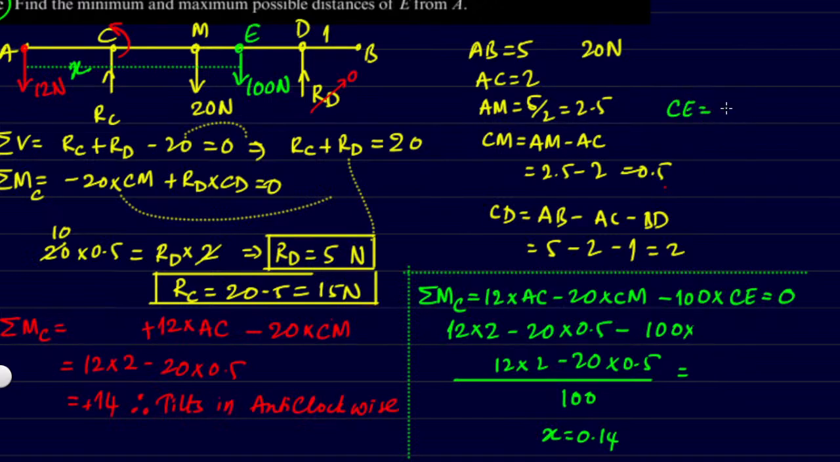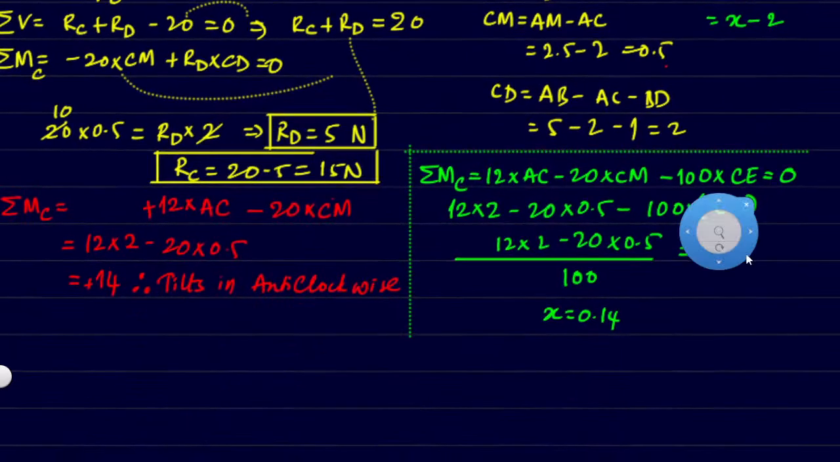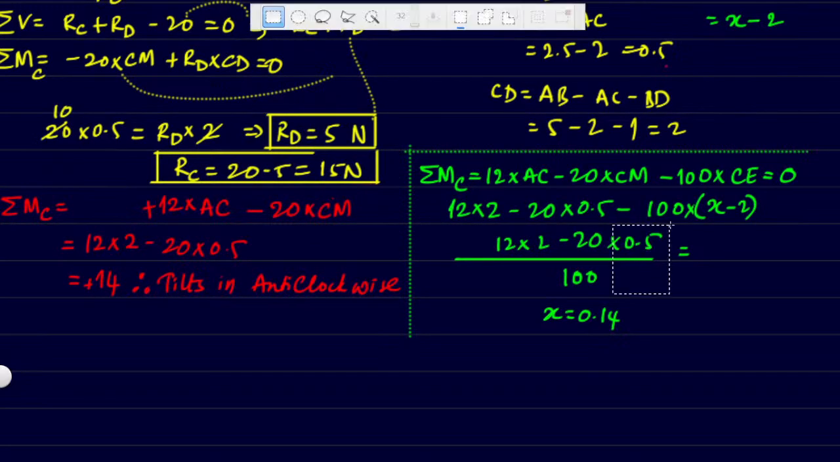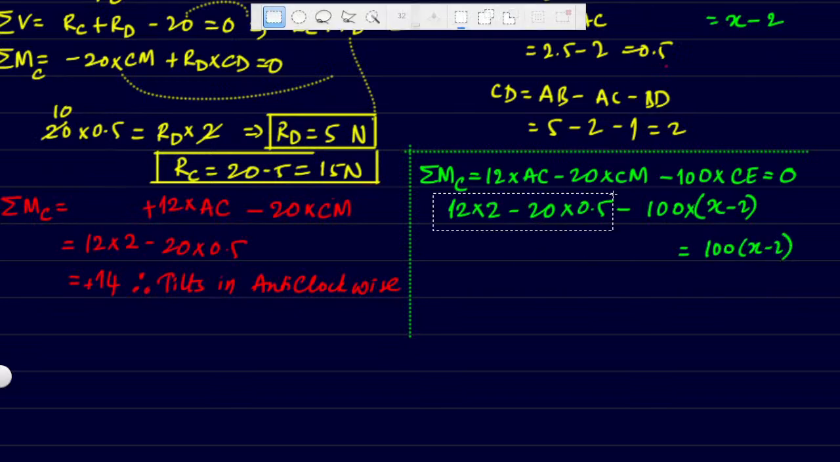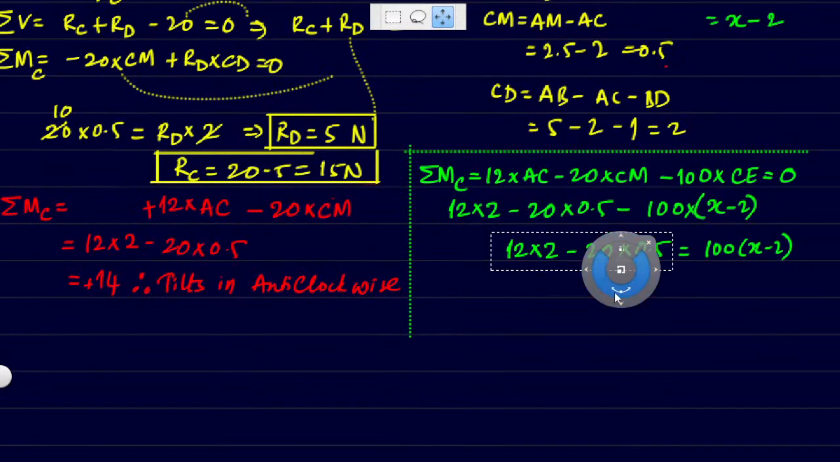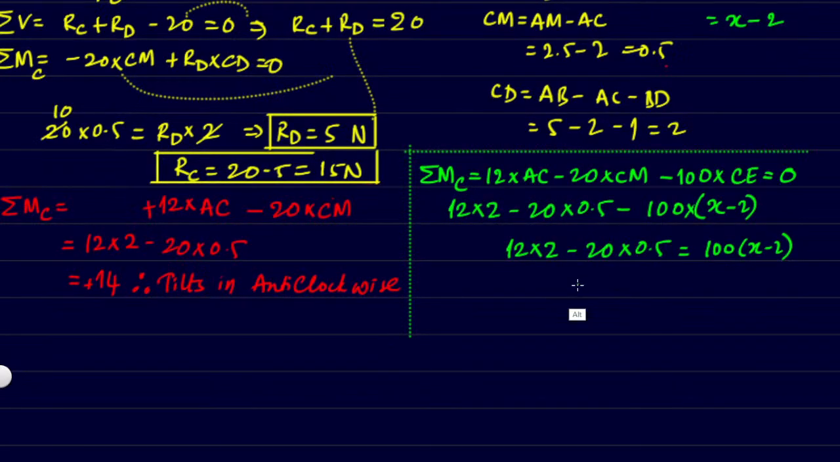CE value, you have to take AE minus AC. AE value is x, minus AC value which is 2, right? So x minus 2 should come there. So here we should get x minus 2. This thing will change somewhat. So 100 into (x minus 2) will be equal to this thing. Correct?